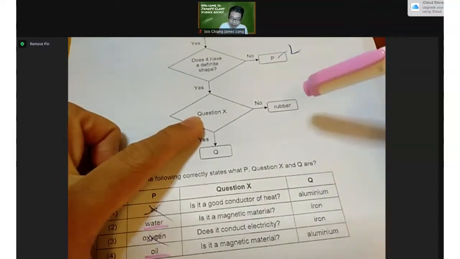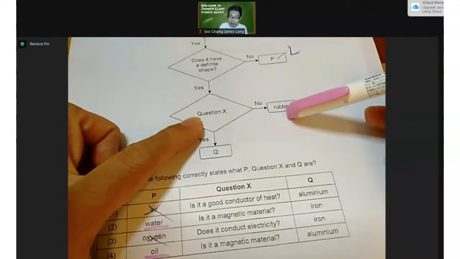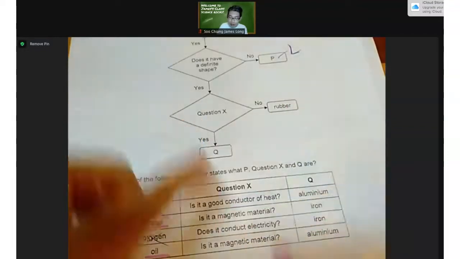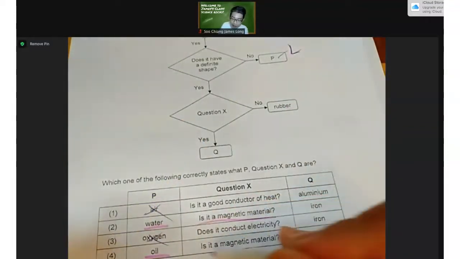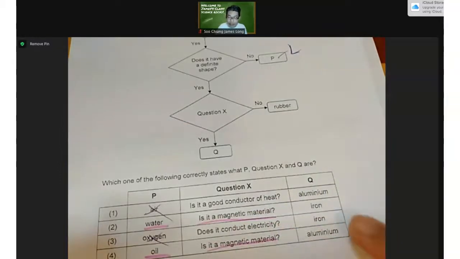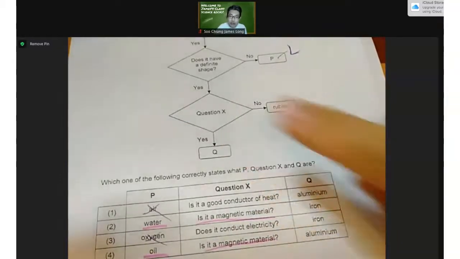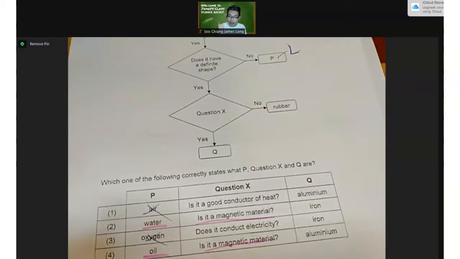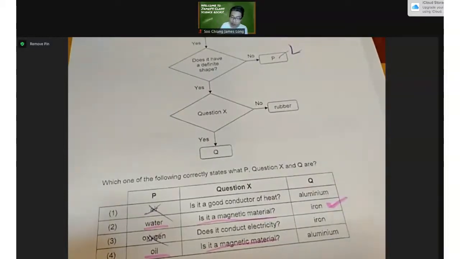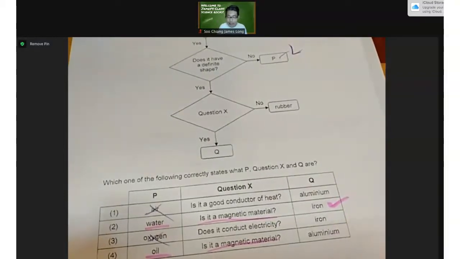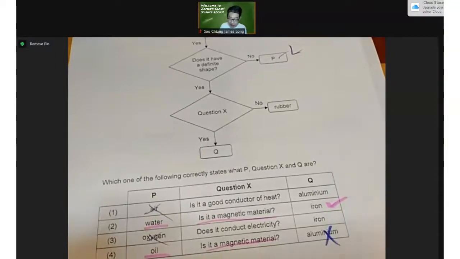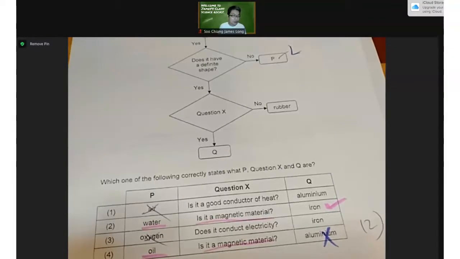No, that's true. So this one doesn't help us get the answer because it's exactly the same statement. But for the next one, it does. So what is a magnetic material? Iron and steel. I have iron here, aluminum. So sorry, that is not a magnetic material. So the answer for this is number 2. Let's go on to the next question.